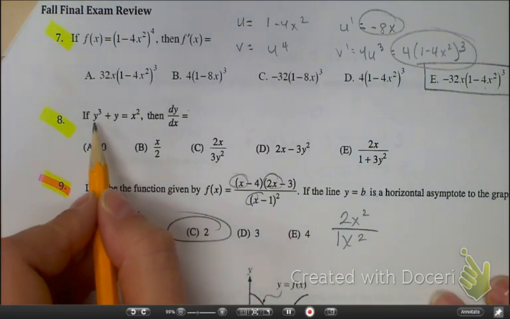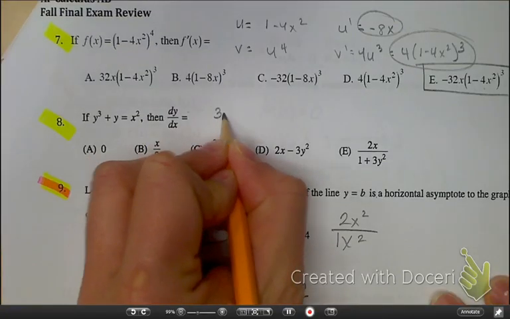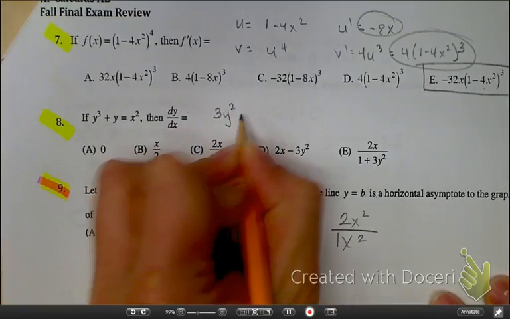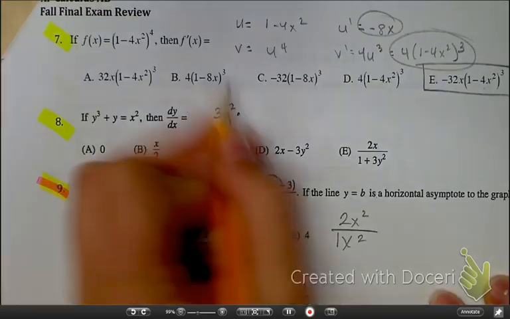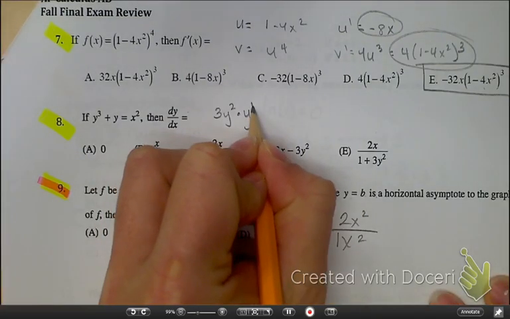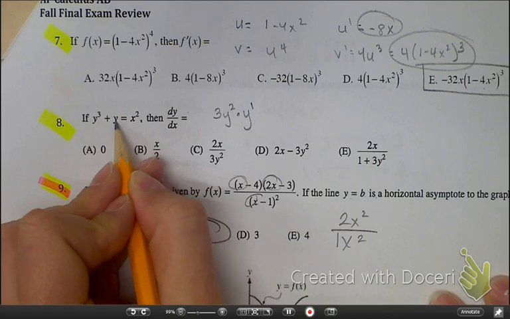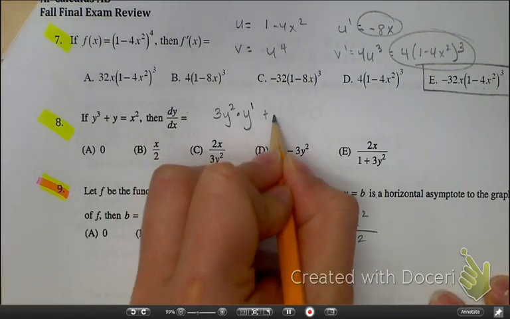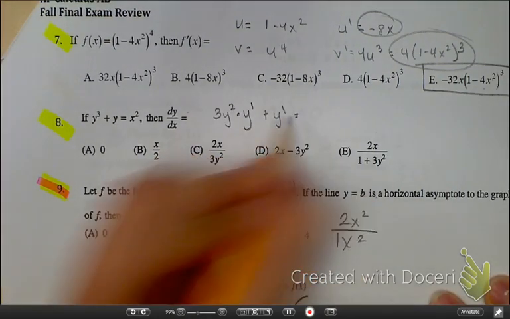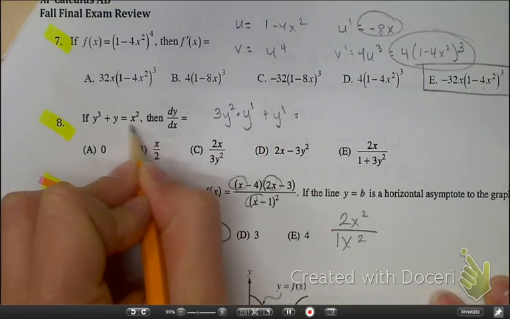So the derivative of y cubed is 3y squared. That's the derivative of the outside. But then since y is a function of x, we have to multiply it times the derivative of the inside, y prime. Moving on to the next term. The derivative of y is y prime. So plus y prime equals x squared. We're taking this derivative with respect to x.